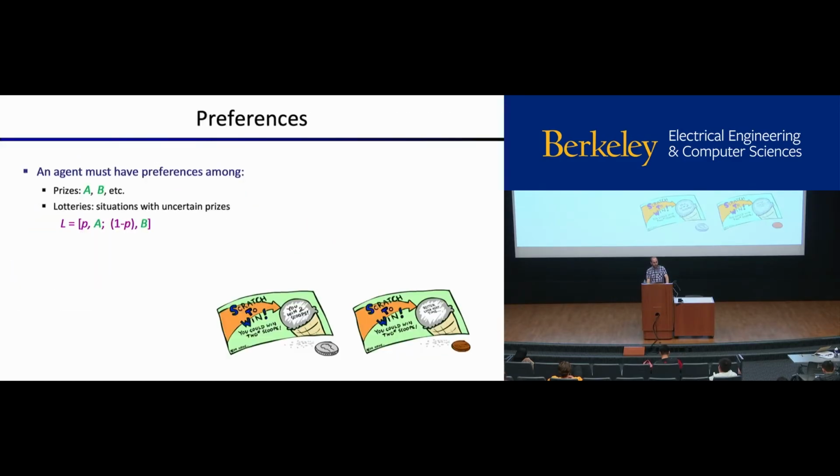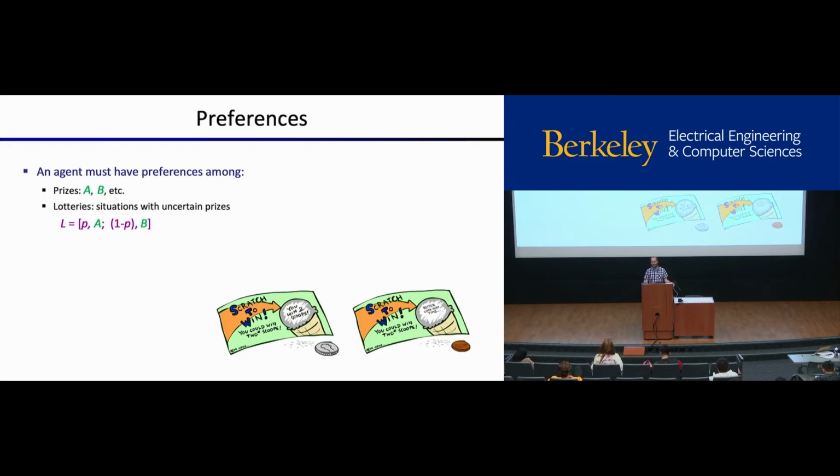Okay, so if you have preferences, what do you have preferences between? We call these things prizes. These are basically outcomes that you place some value, positive or negative, in. But actually, that statement is getting ahead of ourselves.